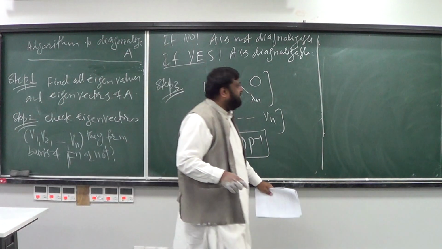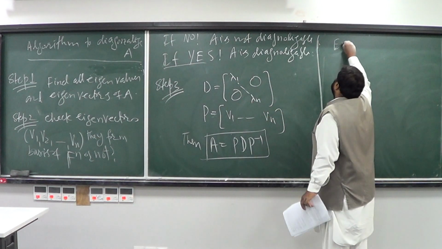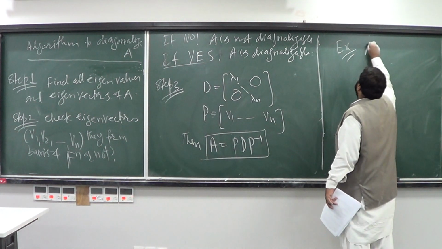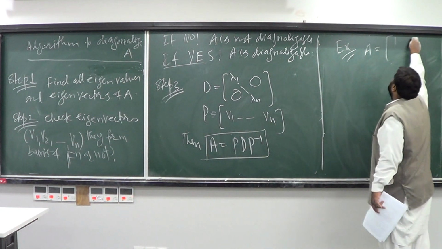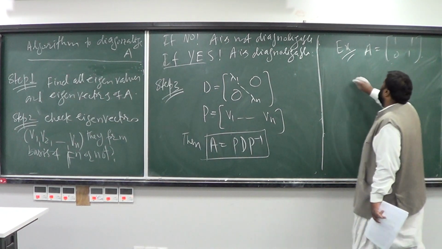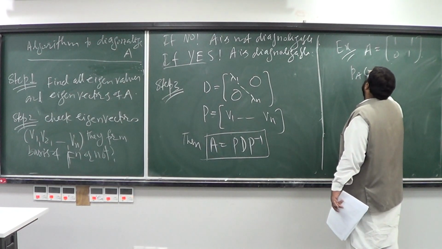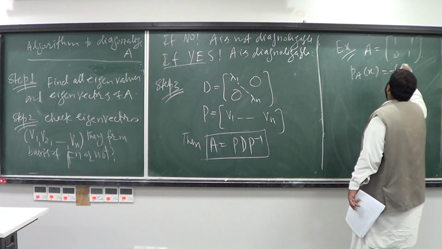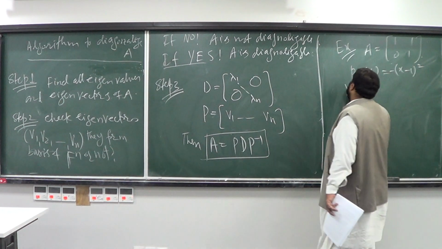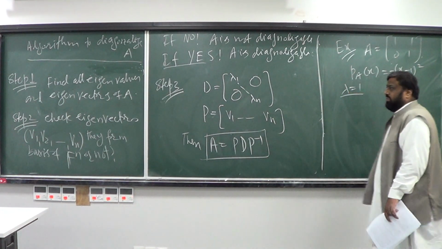Let's first do this example. We have discussed it several times. So take the matrix A as 1, 1, 0, 1. What we can see is that the characteristic polynomial of this is negative (x minus 1) squared. In other words, it's a polynomial whose one root is lambda equal to 1. So lambda equal to 1 is the eigenvalue of it.